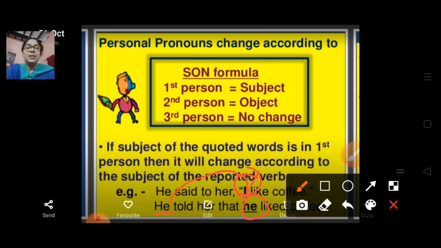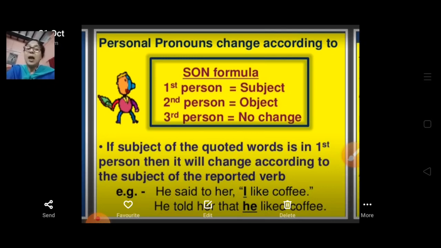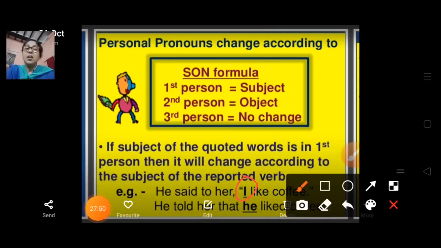So here you have seen, "I like coffee." Now I over here is written in the first person, so it will change in indirect speech according to the reporting verb. Reporting verb means who is reporting this dialogue. Now here it is written, he said to her. So now the reporting subject is he. So he told her that he liked coffee. So why does like become liked?